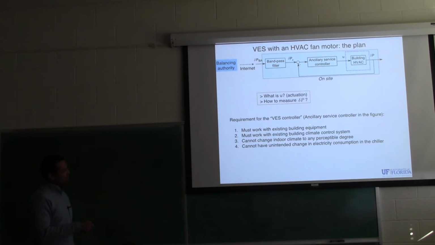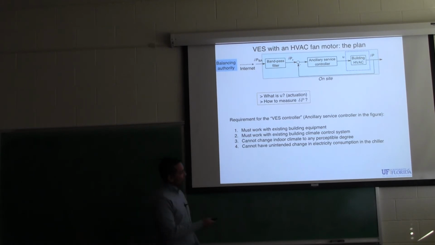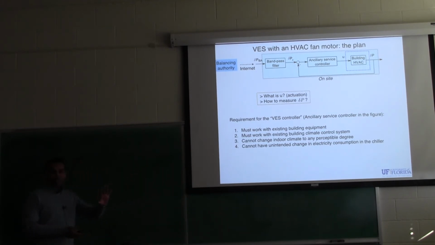Okay, it must work with existing building equipment, must work with the existing building climate control system, right? Because if you insist that this can only work with a completely new design, then this technology will not be adopted widely and will not have much impact. And of course, it cannot change indoor climate to any perceptible degree, and cannot have any unintended change in electricity consumption in the chiller. We just want to focus on the fan, and make sure that whatever we do in the fan doesn't somehow, without our knowing, affect what is happening downstream and change everything else.